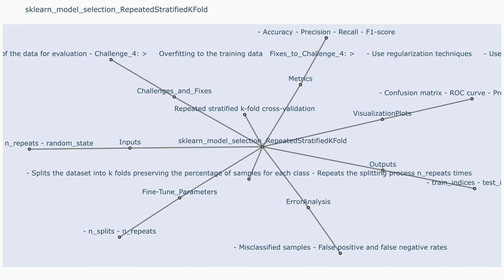Inputs: n_splits, the number of fold splits to be created. n_repeats, the number of times to repeat the splitting process. random_state controls the random number generator for splitting the data.